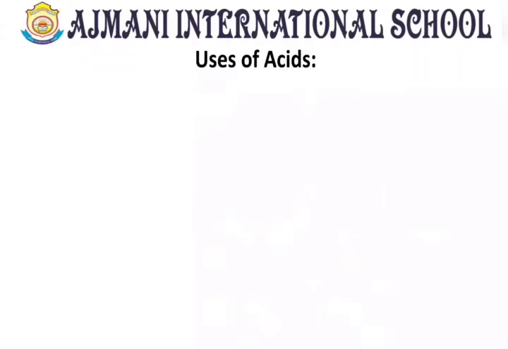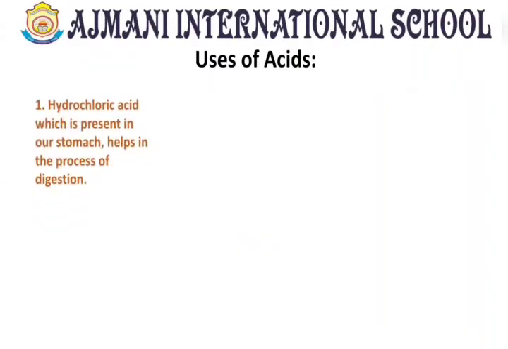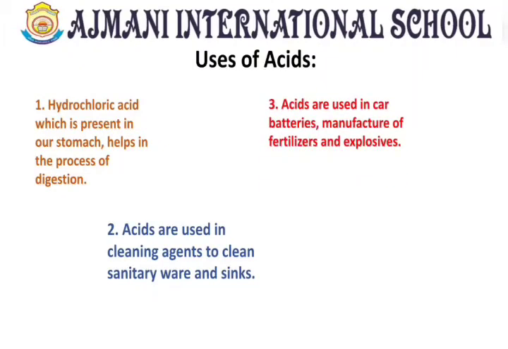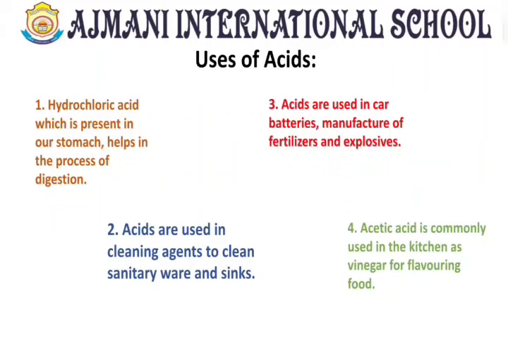Where do we use these acids? The acids are basically used in different fields. The hydrochloric acid, which is present in our stomach, helps in the process of digestion. The acids are also used as cleaning agents to clean sanitary ware and sinks. Acids are also used in batteries and the manufacture of fertilizers and explosives. Acids are commonly used in the kitchen, like vinegar, called acetic acid. They are used to flavour the food.